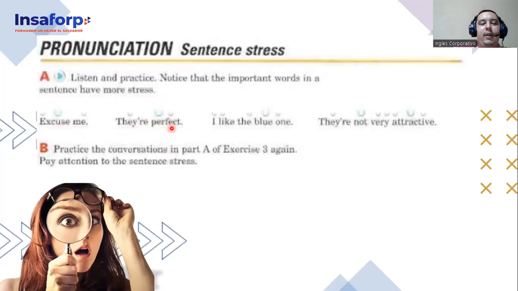They're perfect. I like the blue one. Rutilio, do you remember what we were talking about yesterday about this pronoun? The one that you were asking me yesterday. Blue one. In this case, it's singular, because we were talking about one singular and specific article.